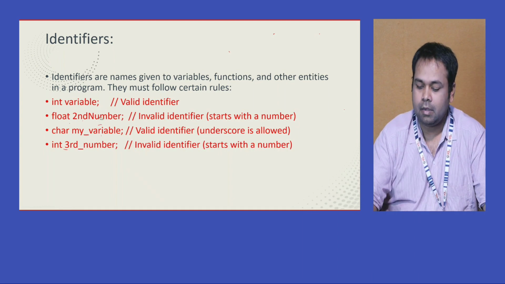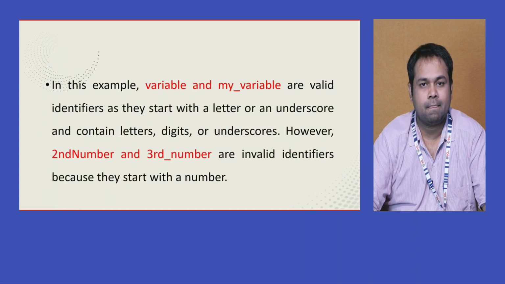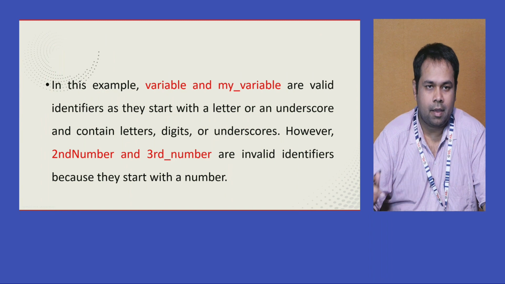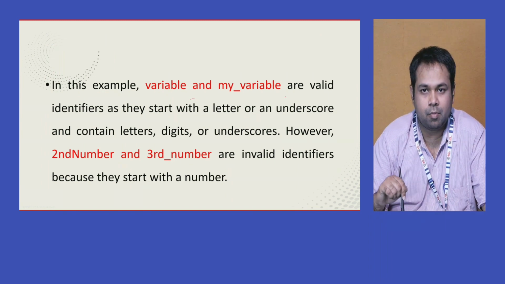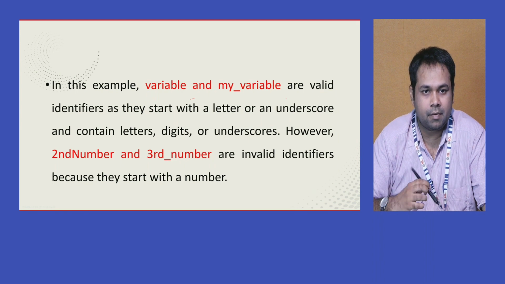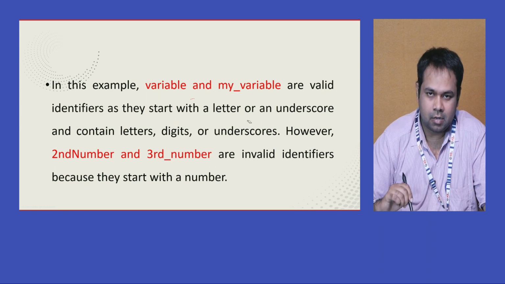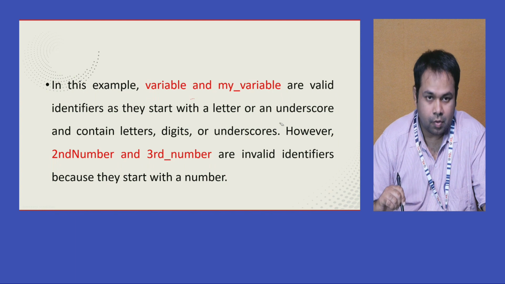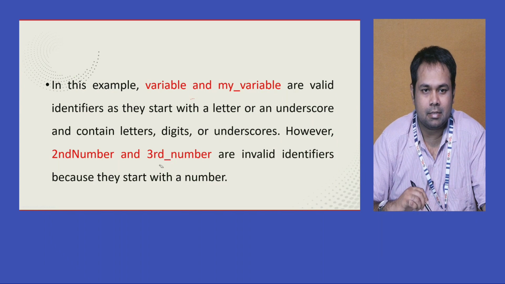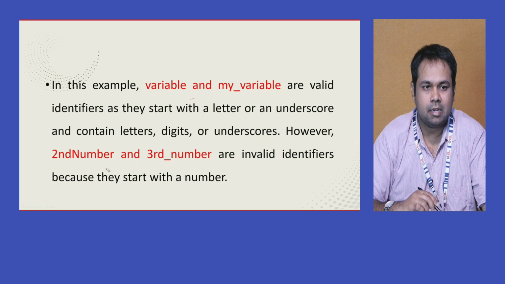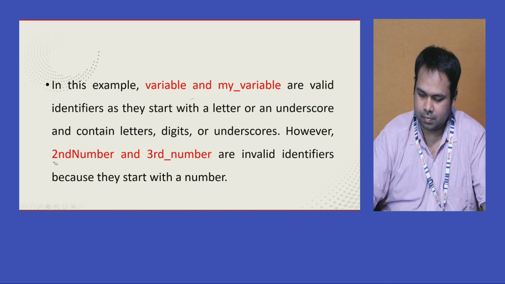So let me take you to the next slide. That's what I have explained here, the explanation. In this example, variable and my variable are valid identifiers as they start with a letter or an underscore, and contain letters, digits, underscores. However, second number and third number are not valid. Why? Because the first character is an integer here also.